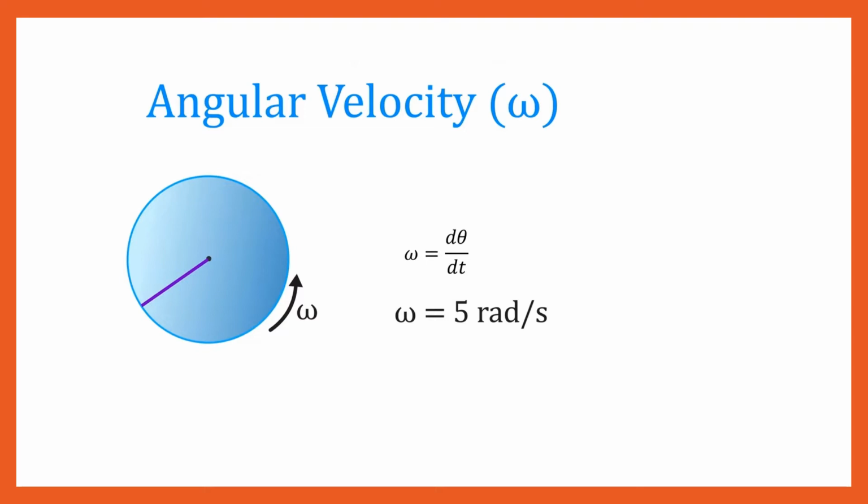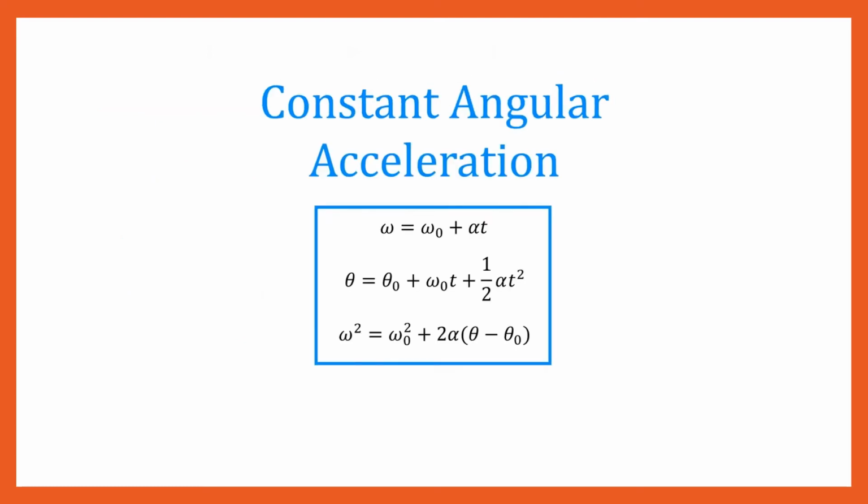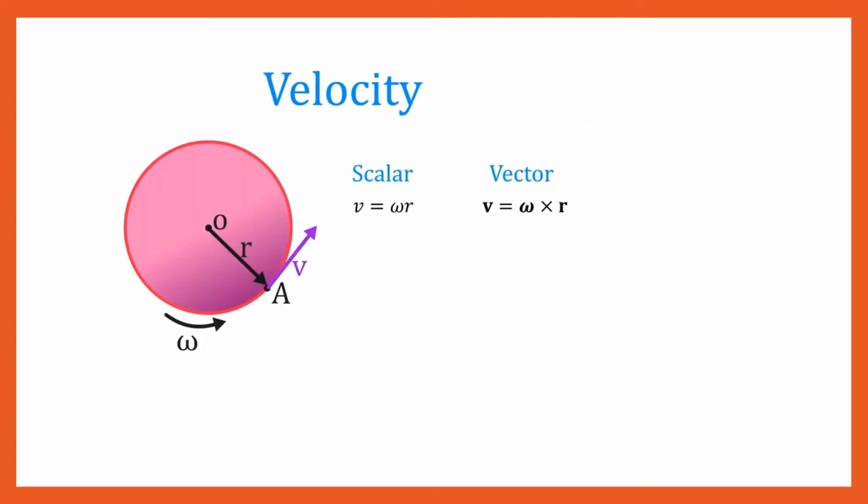Then next is angular acceleration. Angular acceleration is the derivative of angular velocity with respect to time. We can show angular acceleration using the Greek letter alpha. If we have a question about acceleration, we can use this equation. Then we have the velocity.